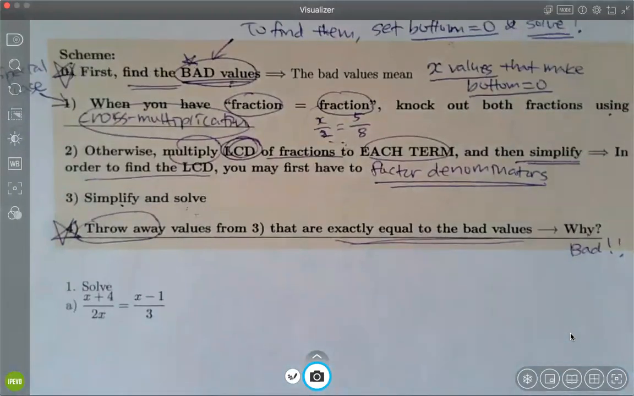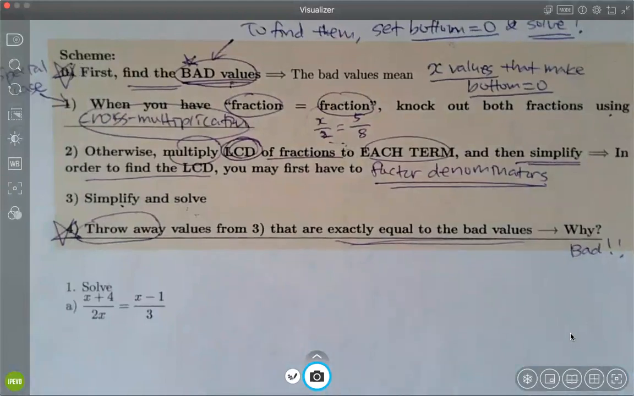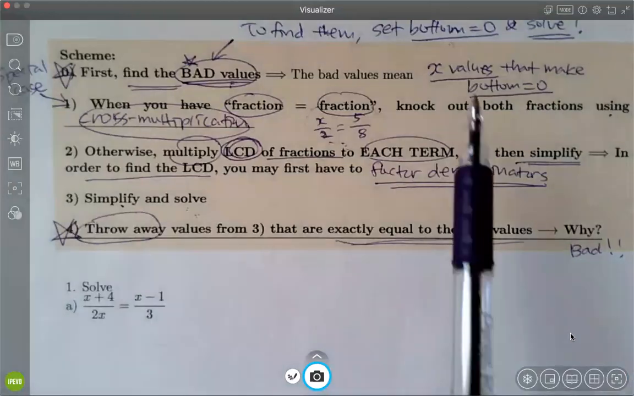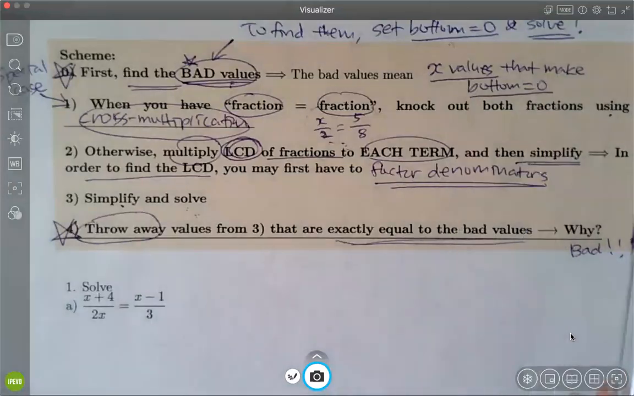So, let's work on the problems. x plus 4 over 2x is equal to x minus 1 over 3. First things first, the bad values, or sometimes I call them criminals because they're just bad. Finding the bad values means like arresting criminals. And how appropriate is that, especially these days? But anyways, here, what do we do? Set bottom equal to 0 and solve. So, bad values.